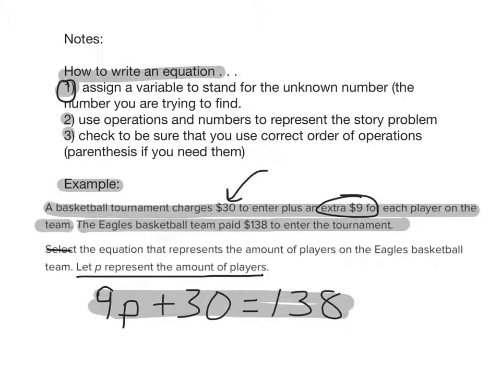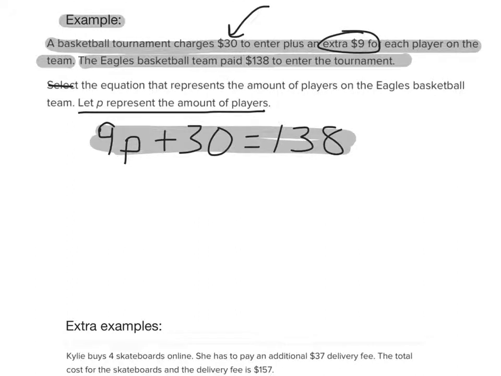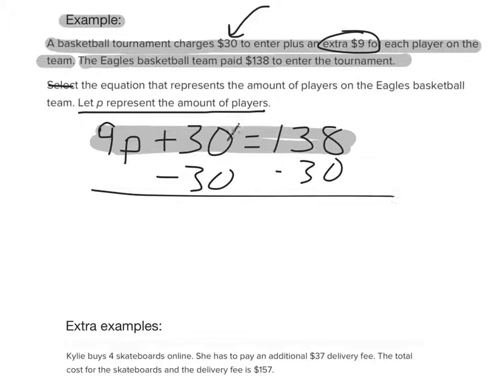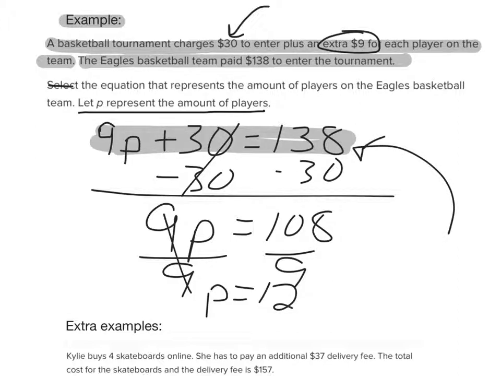So we could figure out how much that was if we wanted to. You could solve for the number of players. You could undo this adding 30. And that means that 9 times the number of players ends up equaling 108. So what number times 9 makes 108? We could divide by 9 to figure that out. So the number of players in this case is 12, but that's not the point of this lesson. The point of this lesson is being able to write that equation. So let's look at the extra examples.